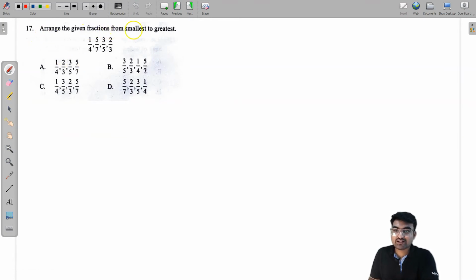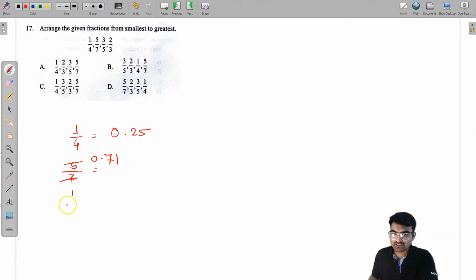Arrange the given fractions from smallest to greatest. Which is the smallest fraction? Okay, 1 by 4. If you solve this, you will get 0.25, right? Then 5 by 7. Just solve it. What will we get? 50. 7 7s are 49, right? Remainder 1. So 7 1s are 7. 3. Okay, I guess this is fine.